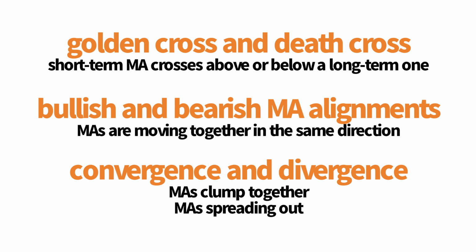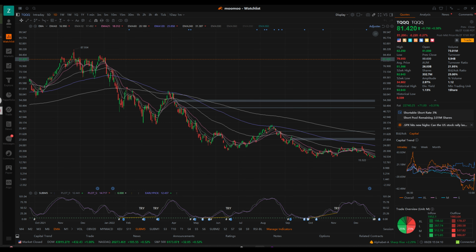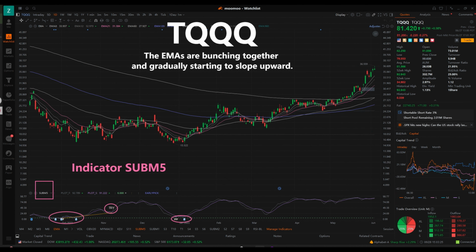Third, convergence and divergence. When MAs come together or fan out, that's telling you something. We call it sticking together when MAs are tightly packed. This usually happens when the stock's been going sideways for a while. Everyone's sitting on similar cost bases. Not much action, just waiting for a breakout.